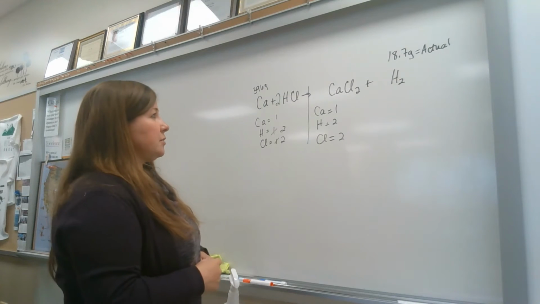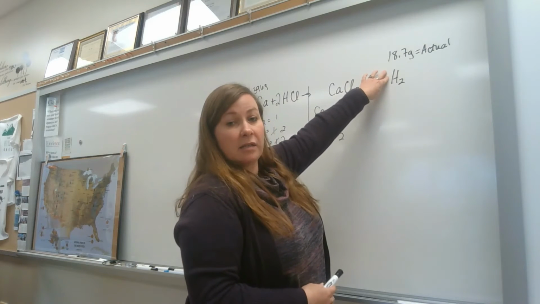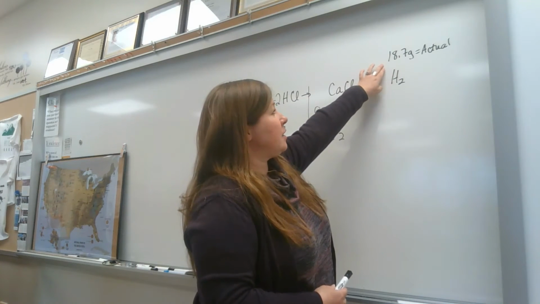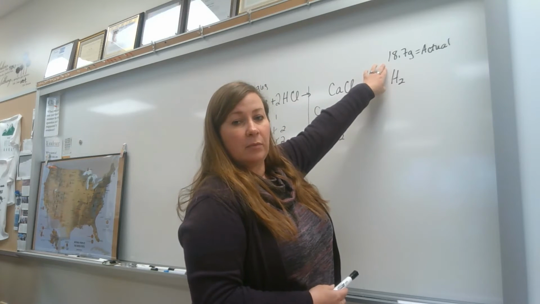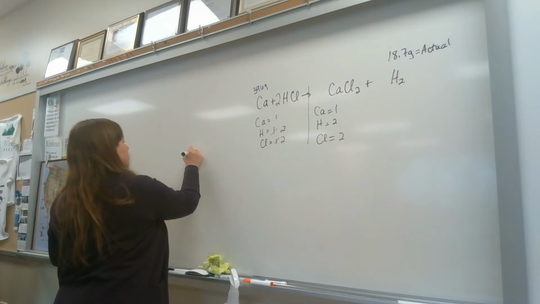The next thing we're going to do is say, okay, 18.7 grams of hydrogen was obtained. This is what we got, so that's our actual yield. So we're going to save that for doing our percent yield calculation in a minute. In fact, I'll write that over here.